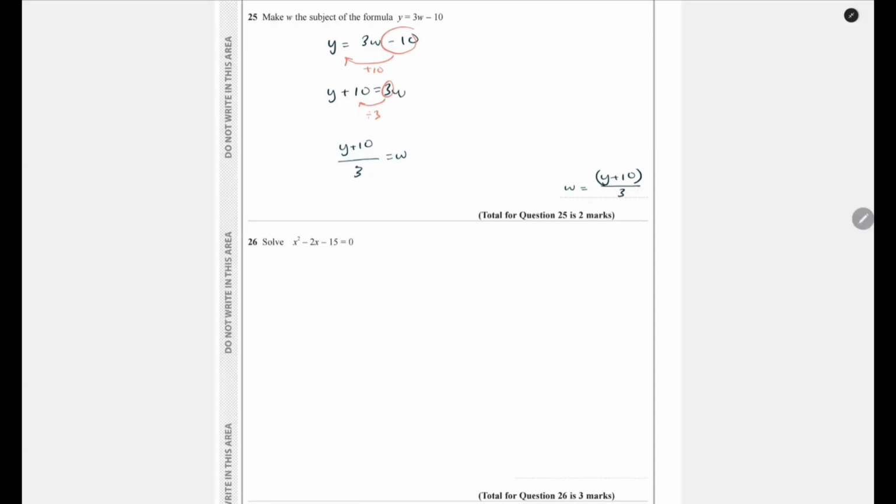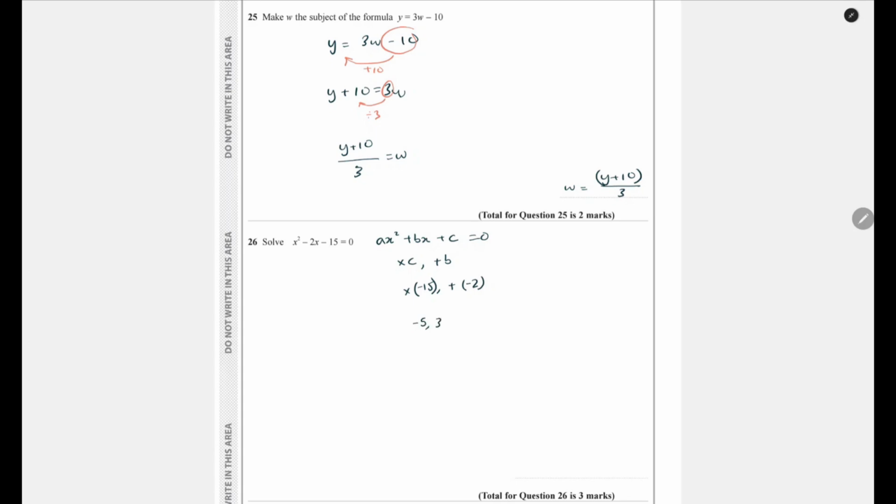Question 26 says, solve x squared minus 2x minus 15. So the general formula for a quadratic equation is ax squared plus bx plus c is equal to 0. Well, a is 1, so we don't have to worry about that. And when we're trying to factorize or solve quadratic equations, we need to find two numbers that when they multiply give us c, but when they add, they give us b. So in our case, we need to multiply to give minus 15 and add to give us minus 2. So those two numbers are going to be minus 5 and plus 3.